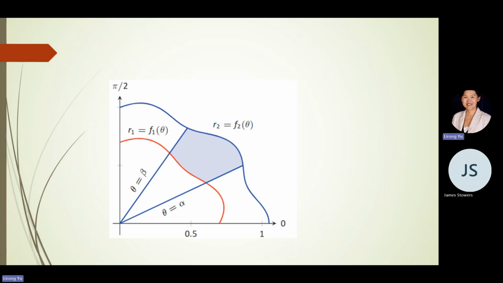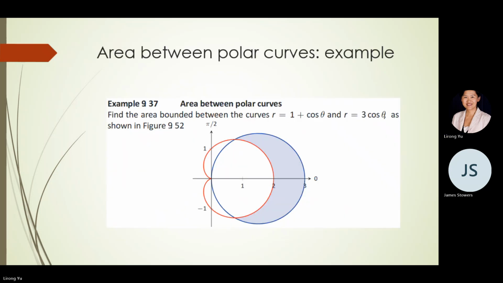So this is the graphic. The red curve is r1, the blue curve is r2, and we have angle alpha and angle beta being the boundary. So the shaded region has an initial angle and terminal angle, an inner radius and an outer radius. You take outer radius squared minus inner radius squared, and then you integrate. Any questions? So this is an example of applying that.